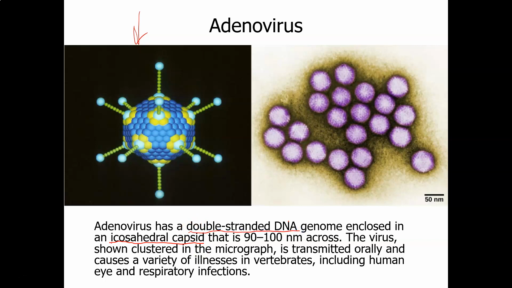And then this is a micrograph that shows the adenoviruses clustered together. And the adenovirus causes human eye and respiratory infections and sometimes intestinal infections. It's very common. We don't have a vaccine for it. It's not the primary cause of the cold, but it can cause a person to get a cold.